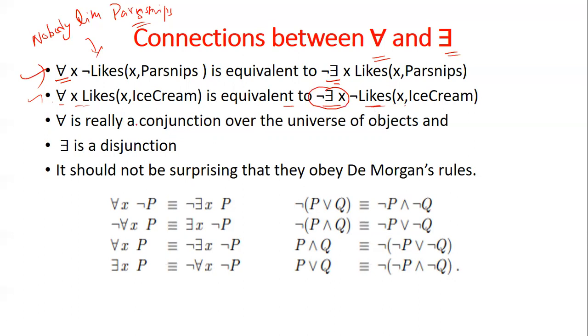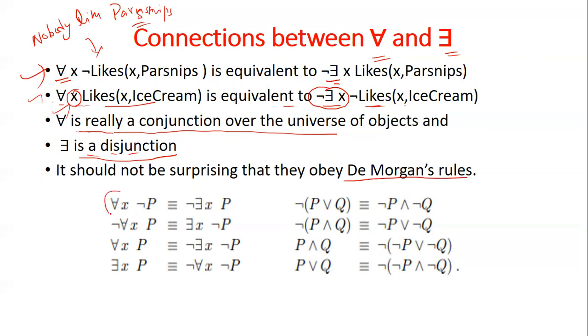So for all is really a conjunction over the universe, because it includes everything. It expects that for the given statement, it should be true for every x. So basically it's the conjunction over the universe. Whereas there exists is a disjunction. At least one should be true. That's it. For all is a conjunction over the universe; there exists is a disjunction over the universe. So they basically follow De Morgan's rule.